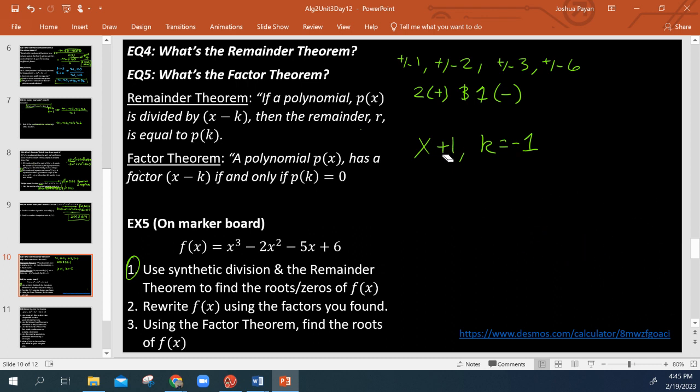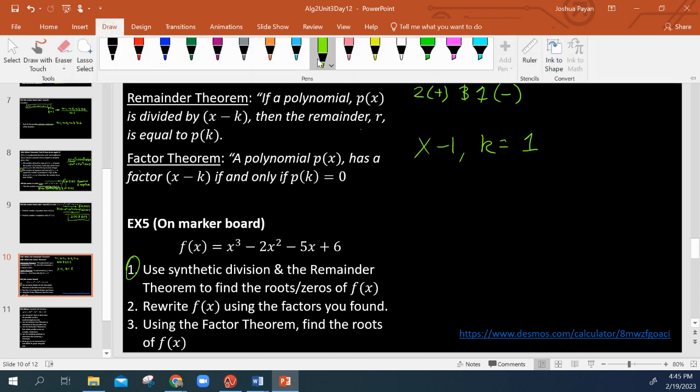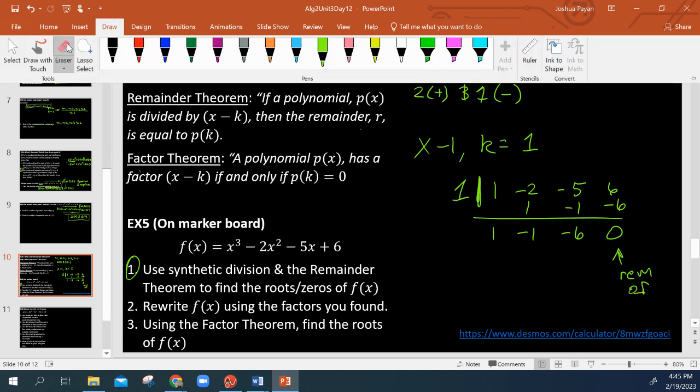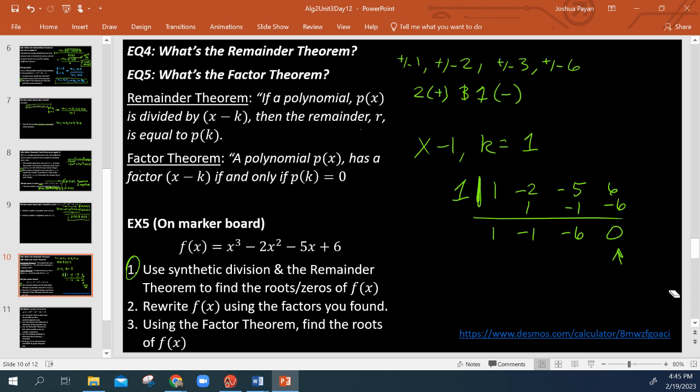Well, let's try x minus 1, and k now will be equal to positive 1. Let's try that again. So 1, negative 2, negative 5, and 6. Bring down the 1, 1, negative 1, negative 1, negative 6, negative 6. There it is. I have a remainder of 0. Or I shouldn't say remainder of 0, I should just say no remainder. That'd be faster.